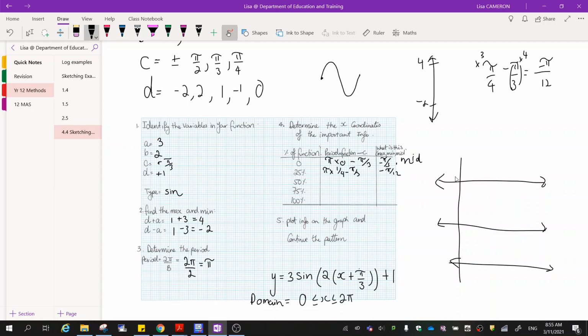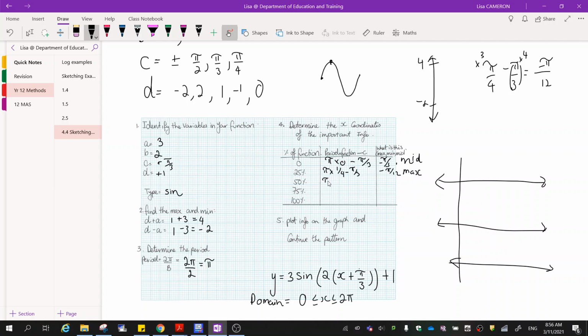Okay, the next one. So I haven't got anything that's inside of my domain yet, but that's okay. We'll figure that out later. So that's the mid, because this is a positive sine graph. The next one is going to be at the max. So this part here represents a max.